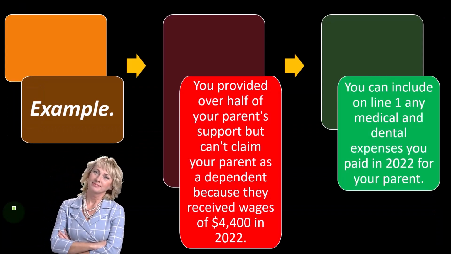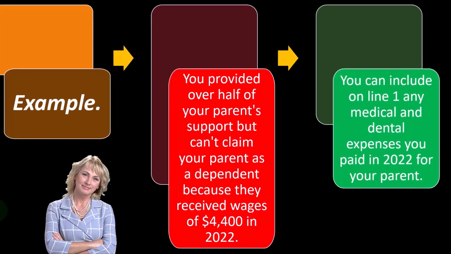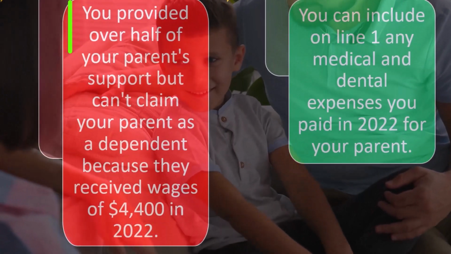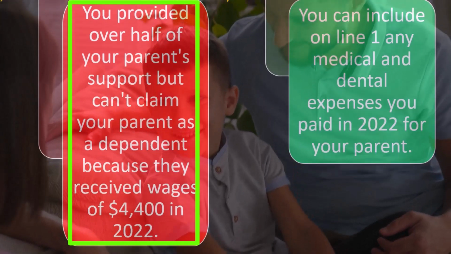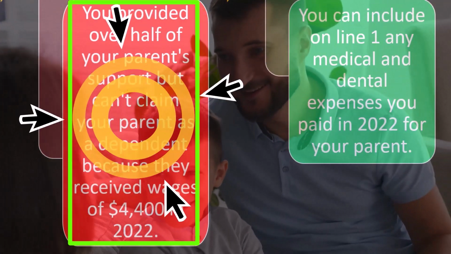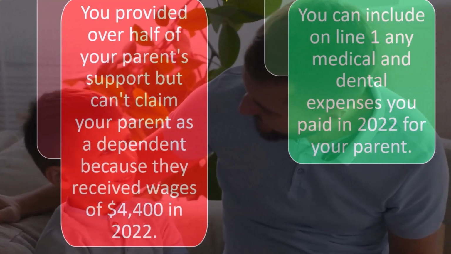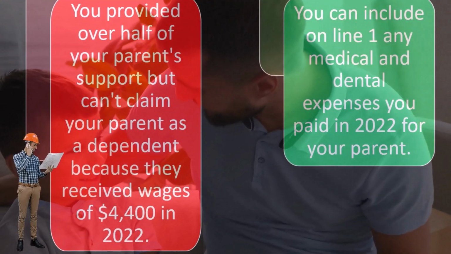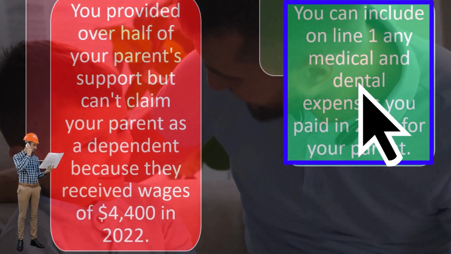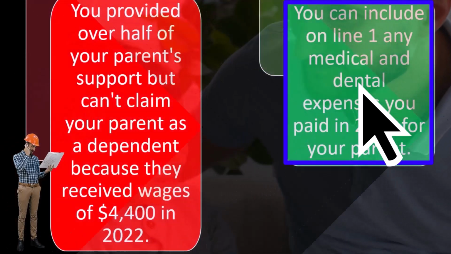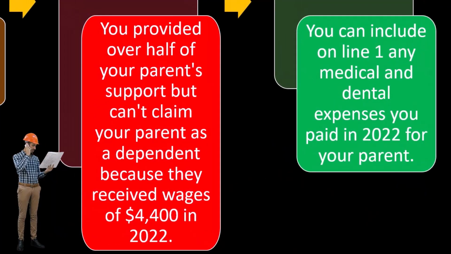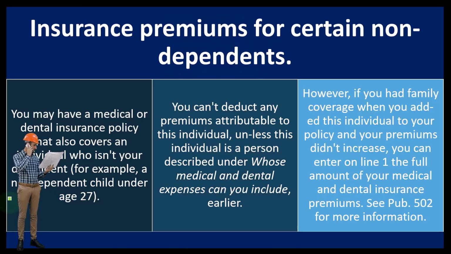Example. If you provided over half of your parents' support but can't claim your parents as a dependent because they received wages of $4,400 in 2022, so they would have been a dependent, but they cleared that fairly low income threshold. That's the only reason they're not. You can include on line 1 any medical and dental expenses you paid in 2022 for your parent.